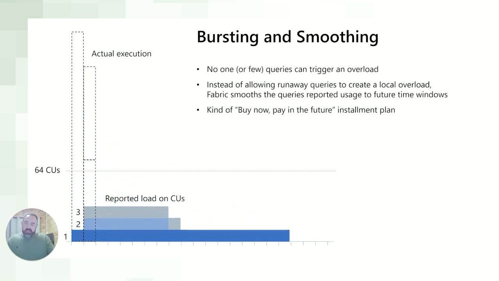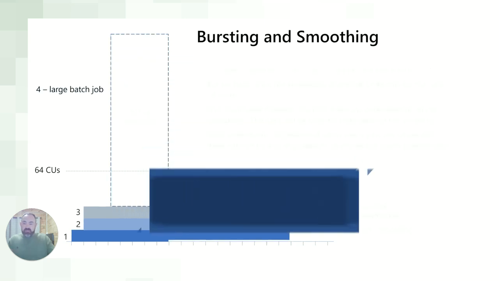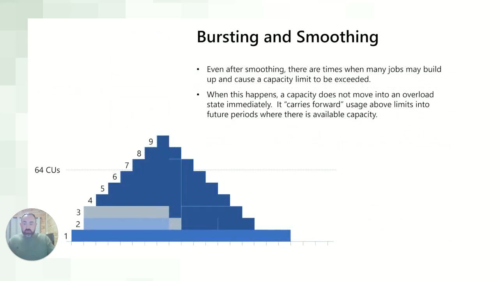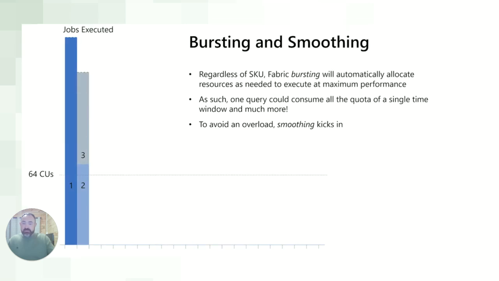So here is a visualization of what we'll see with bursting and smoothing, and I'll slow this down over the next couple of slides, but I just wanted this to run because it's a good visualization of what is happening throughout the day. So regardless of skew, Fabric bursting will automatically allocate resources as you need, and as such, one query could consume the whole quota for the day and leave you in a bit of a bind.